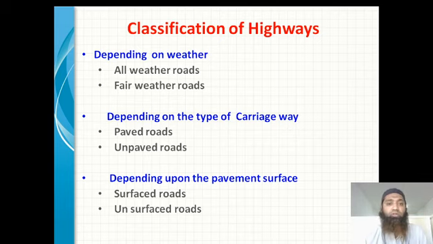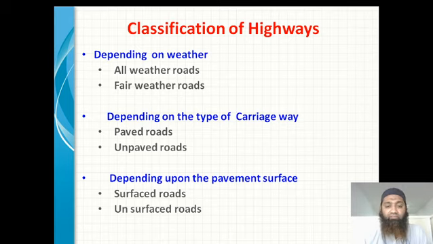Depending on the weather, we have all weather roads and fair weather roads. All weather roads are those which can be used in any weather, like in the monsoon season also. Sometimes, due to overflow of streams, there is water over the roads. Some highways can be used in these seasons also. The highways which can be used in all seasons, whether monsoon, summer or any other, are called all weather roads.